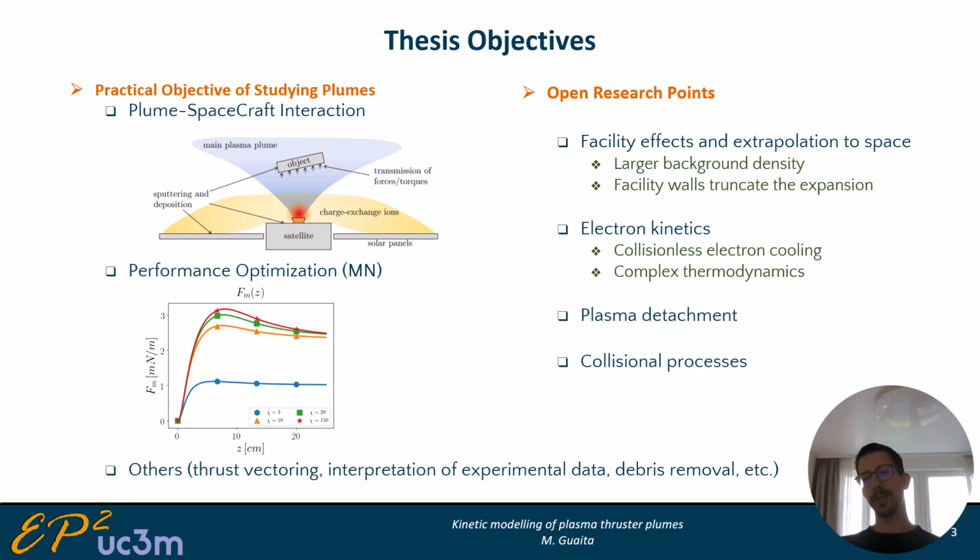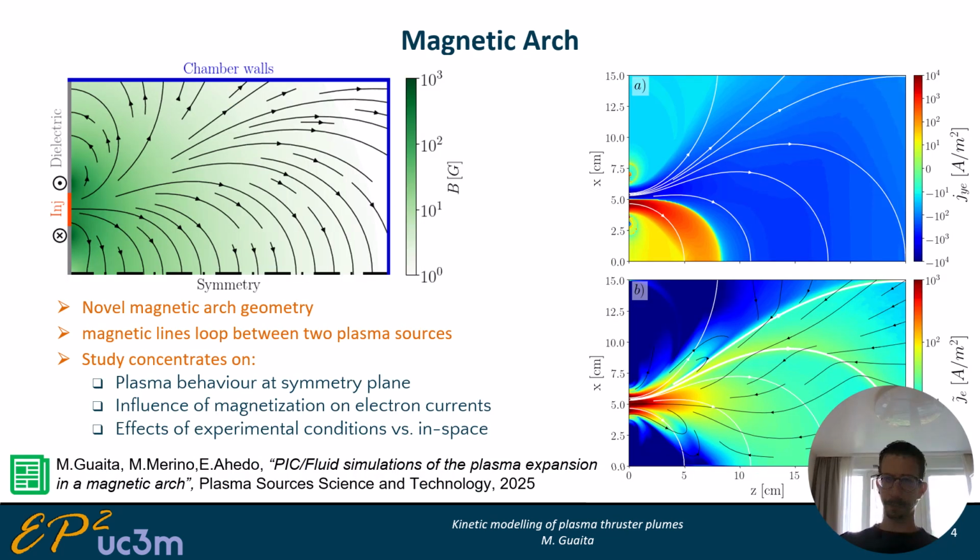There is the plasma detachment from the magnetic fields in the plume in the case of magnetic nozzles, and the effects of collisional processes that take place in the plume and the way that they alter its properties, and the way that the increased number of collisions that take place in experimental facilities alter the plume with respect to what happens in space.